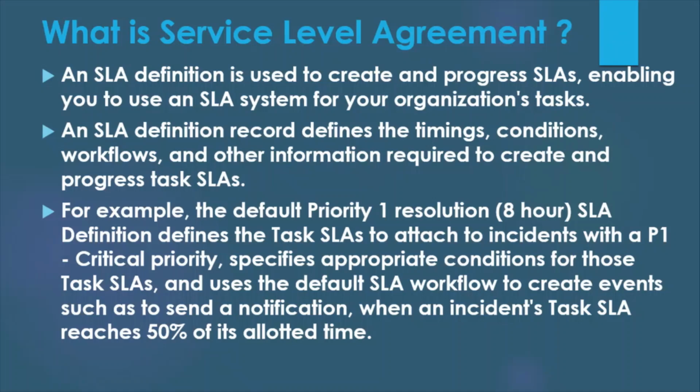For example, the default priority 1 resolution 8 hours SLA definition defines the task SLA to attach to incidents with a P1 critical priority, specifies appropriate conditions for those SLAs, and uses the default SLA workflow to create events such as sending a notification when an incident task SLA reaches 50% of its allotted time. So whatever time we define, the task has to be completed, and there's a default SLA workflow which is used to send notifications like 40% or 30% of the time has been completed.